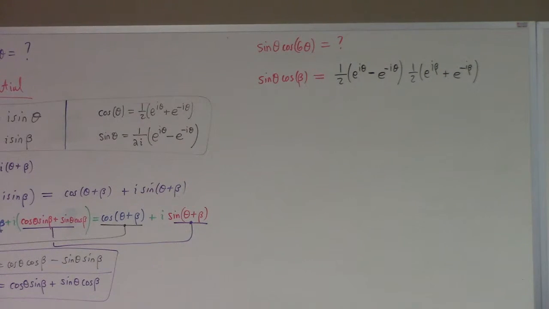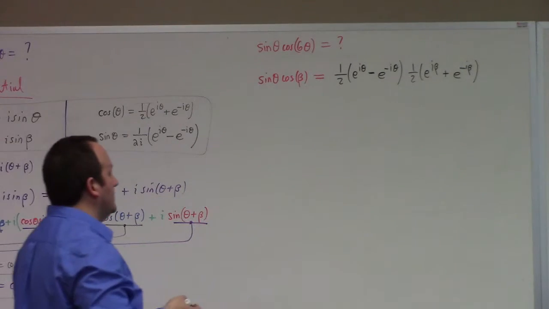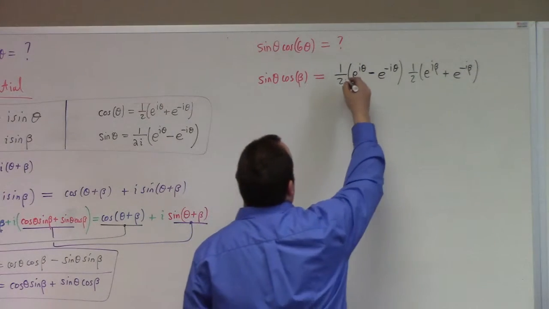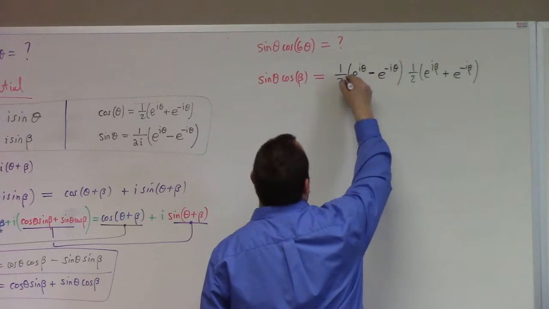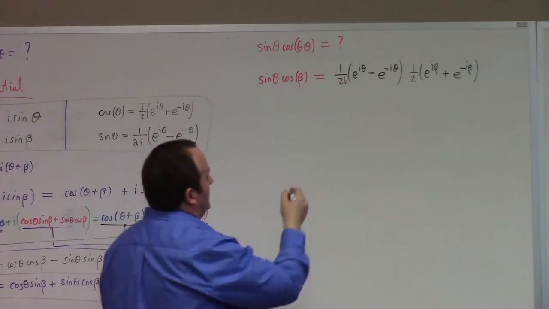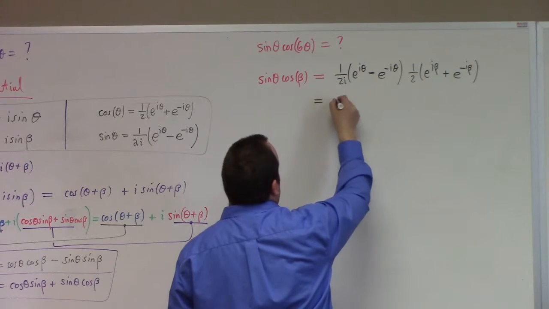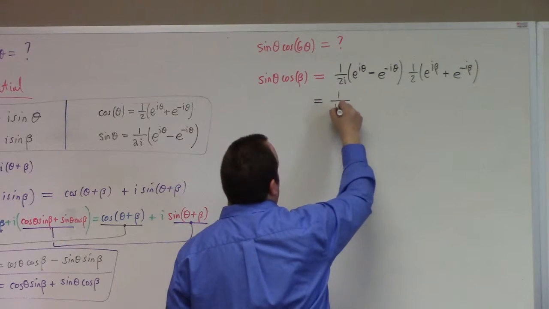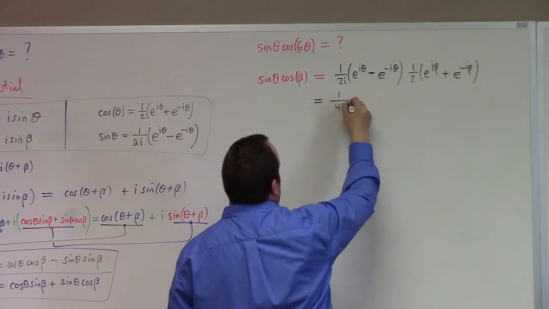The reason I've done that is because now I can work out the trig identity using laws of algebra. Yes, sir? On sine theta, wouldn't there be, oh, 1/2i? Thank you. Very good. Yeah, definitely we need that i there. That's important. So let's see here. This gives me 1/4i, right, times what?